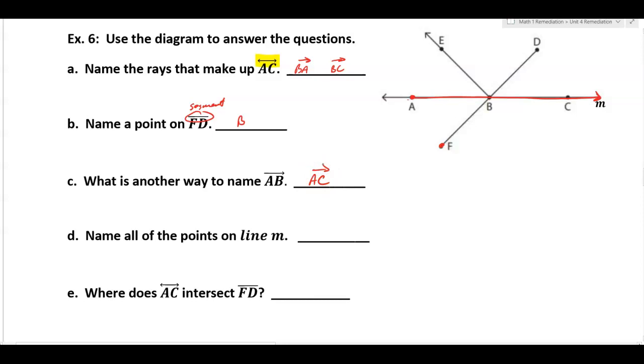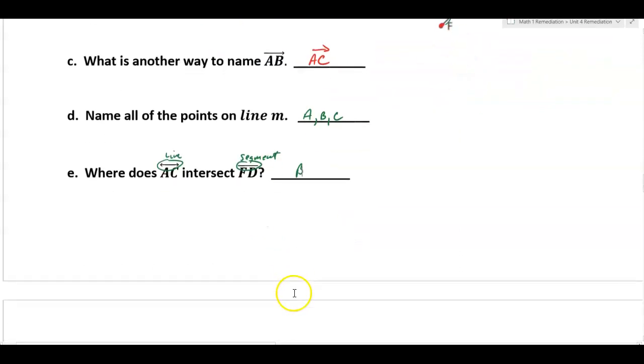Name all the points on line m. So here's my lowercase m. That's the line they're referring to. There are 3 points on that line, points A, B, and C. Then where does line AC intersect segment FD? So here's AC, segment FD. They intersect at point B. You don't have to write point. You can just put B if you wanted to.